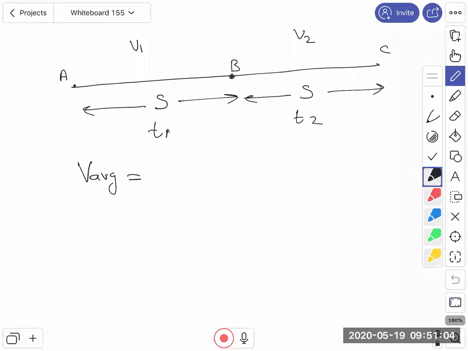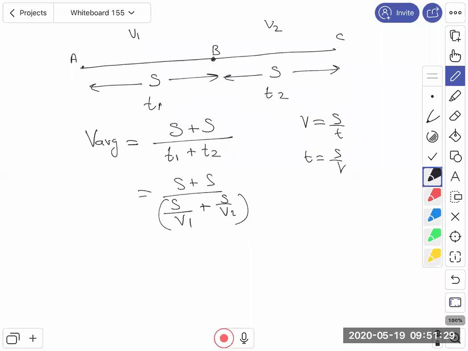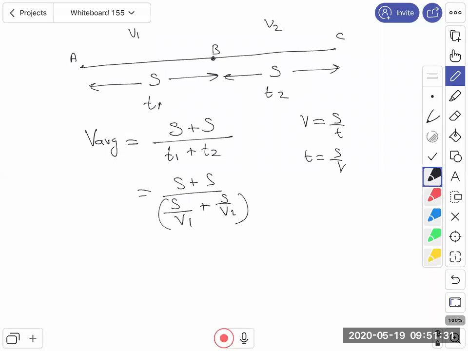So we'll write this total displacement, that is displacement in first situation plus displacement in second situation, divided by total time, that is t1 plus t2. Now from this equation, velocity is displacement by time. We can write time is displacement by velocity. So instead of t1, we can write s divided by v1, plus t2 can be written as s divided by v2. Now we can write s plus s is nothing but 2s.